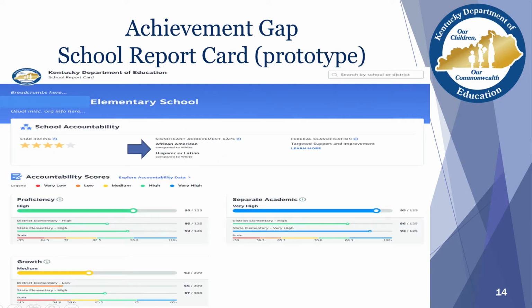The last prototype from the school report card shows an elementary school breakdown on the school accountability page. Here you will see this elementary school received 4 stars, but had significant achievement gaps in both African American and Hispanic or Latino subgroups. This would mean that the school would have been a 5. However, these significant achievement gaps lowered the rating down to a 4.